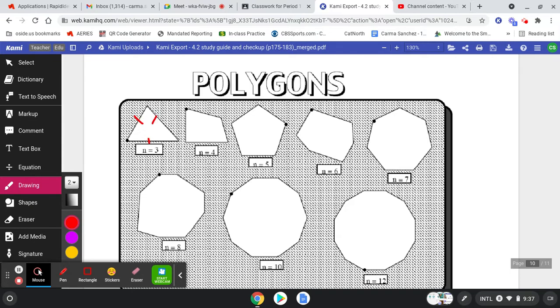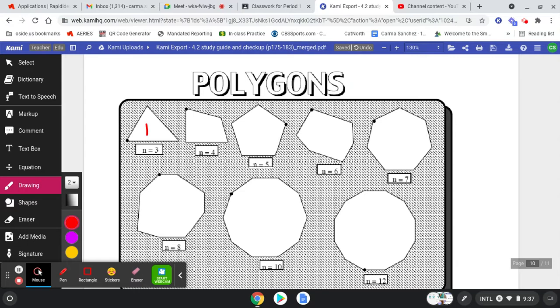Triangle has 3 sides. Quadrilateral has 4 sides. And notice that these are irregular polygons, meaning that they're actually not equal sides. They are all different side lengths here. Maybe this pentagon, no, even the pentagon looks like it's got different sides. But notice that when the number of sides is 3, how many triangles are inside of the triangle? Well, there's just one triangle in a triangle.